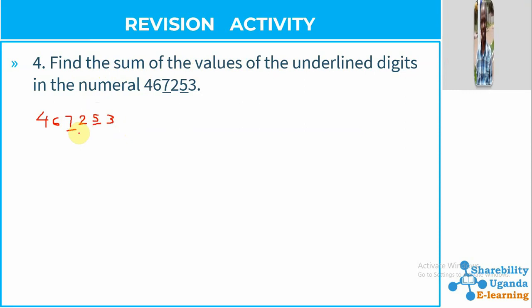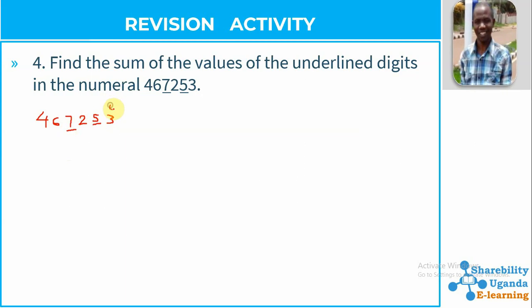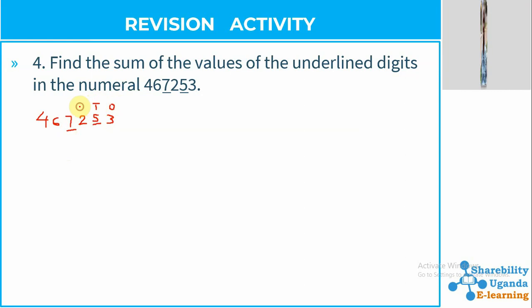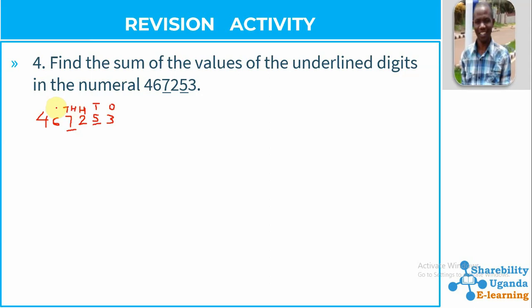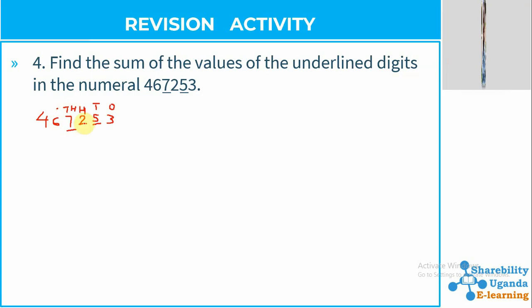We shall add them. This simply means we shall first get their place values, and after getting their place values, we shall add them. Let's start one by one. Giving them place values, this is ones, this is tens, hundreds, then thousands, then ten thousands, then hundred thousands. So we can just choose our specific ones.